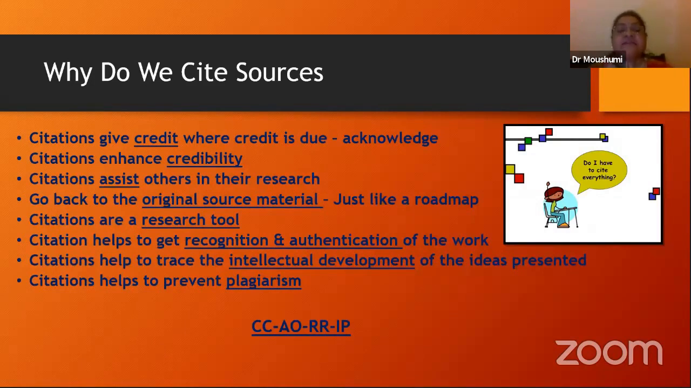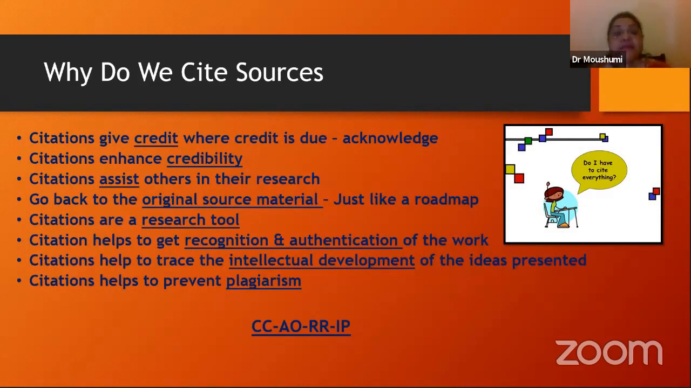Citation always increases credibility in your work. Citation assists others in their research. When your paper or thesis is read by somebody else, they can easily go back to the citation or reference sources and read them for their research. Citation always helps us go back to our original source material. I always feel citation is just like a roadmap in our research. Citation is a research tool as well. Citation helps us get recognition and authentication. You cannot have only your own ideas in your work, but when we recognize somebody's work, you become much more authentic in nature.